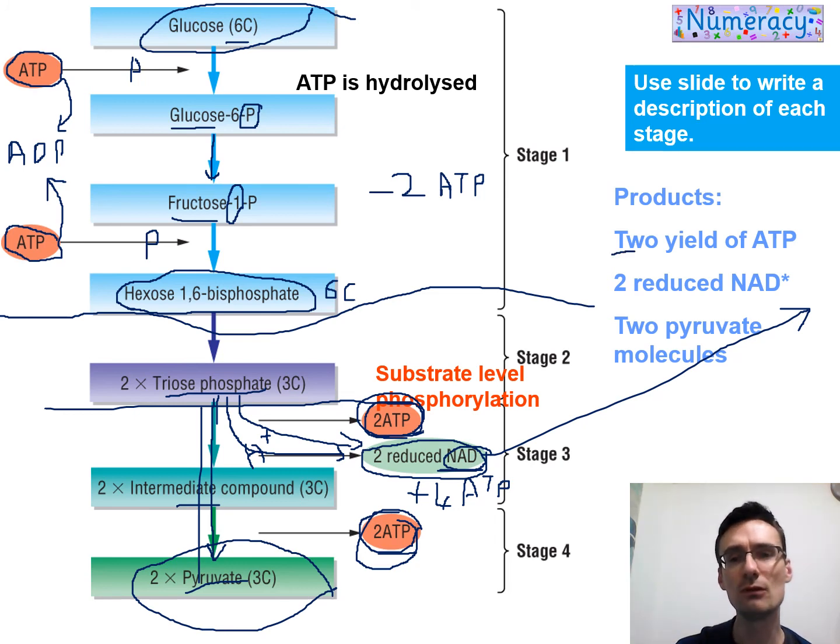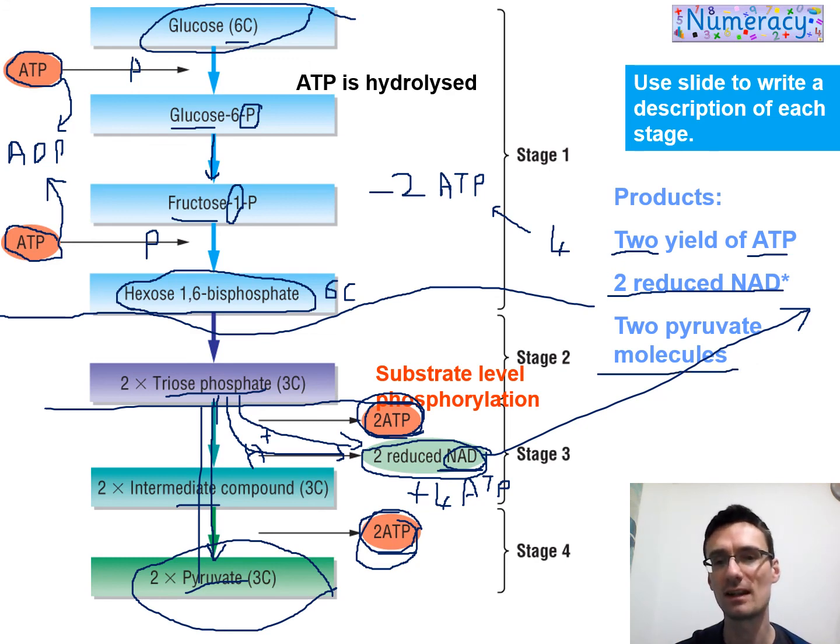So there is a yield of 2 ATP. Whilst you're actually making 4 ATP, because of that and the fact you've used 2 ATP up, you only get a yield of 2 ATP. So not a lot of ATP altogether there. And then you get a product of 2 reduced NADs, which means they've got hydrogen ions attached to them, and 2 molecules of pyruvate. And then obviously what we're going to look at is what happens to these in the next video.